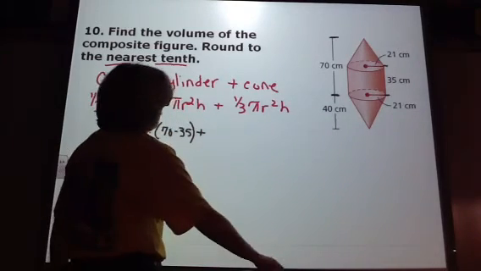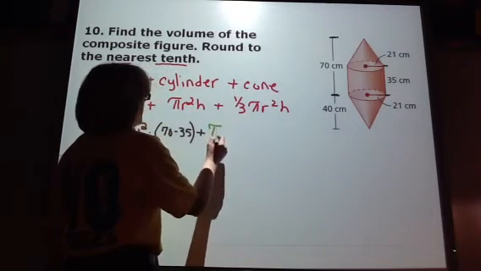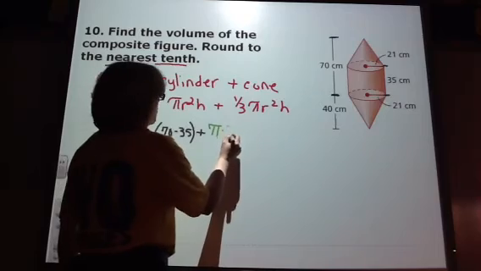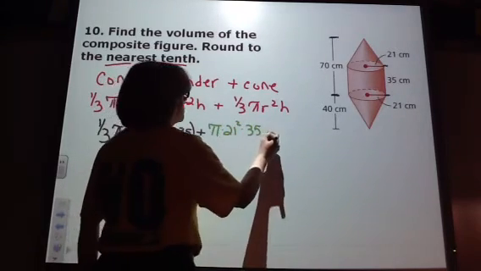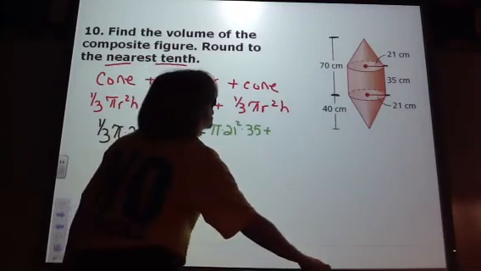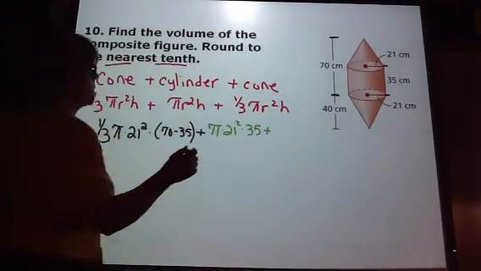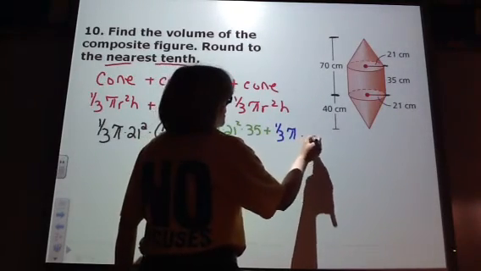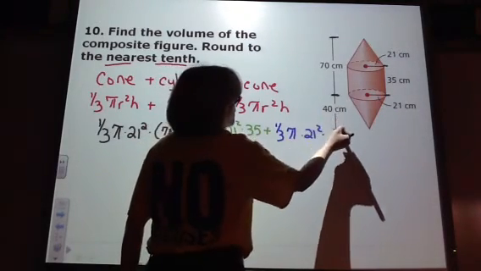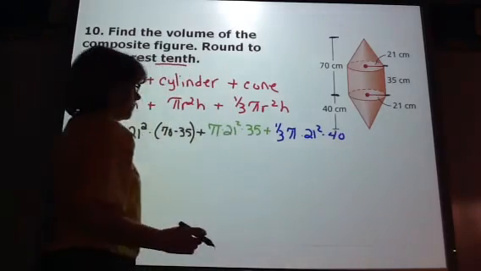Plus the cylinder, so you've got pi. Use a different color for the cylinder. So you've got pi, radius of the cylinder is 21, and the height of the cylinder is 35. Plus, you've got this bottom cone, so you've got 1/3 times pi times the radius squared times the height of that one, which is 40.